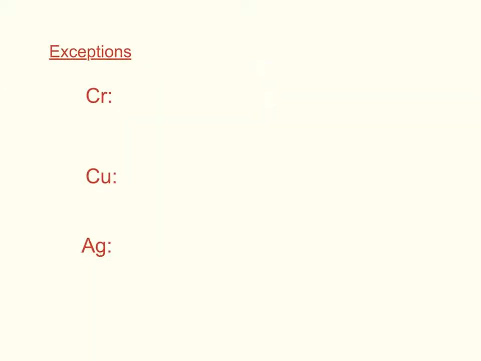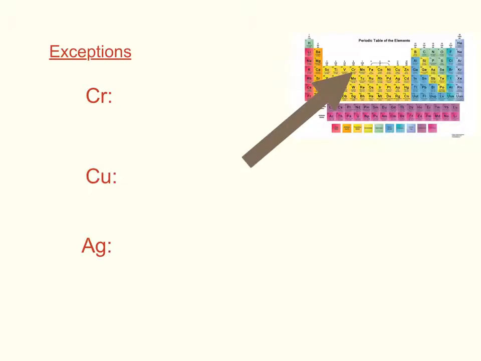All right. Now that we've covered that, I want to go over exceptions to the rule. The next element I want to do is chromium. And then we're going to do copper, which lives right there, and then silver, which lives just below copper. All of these are exceptions to the electron configuration rules, because they can move their electrons around to become a more stable version of matter.